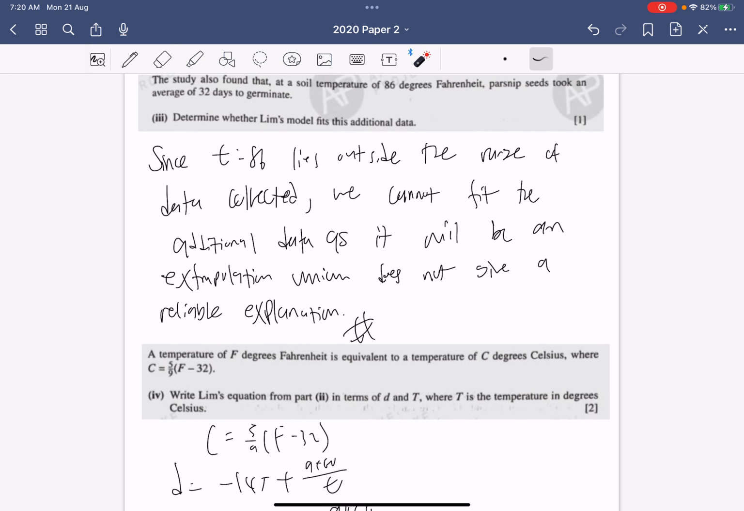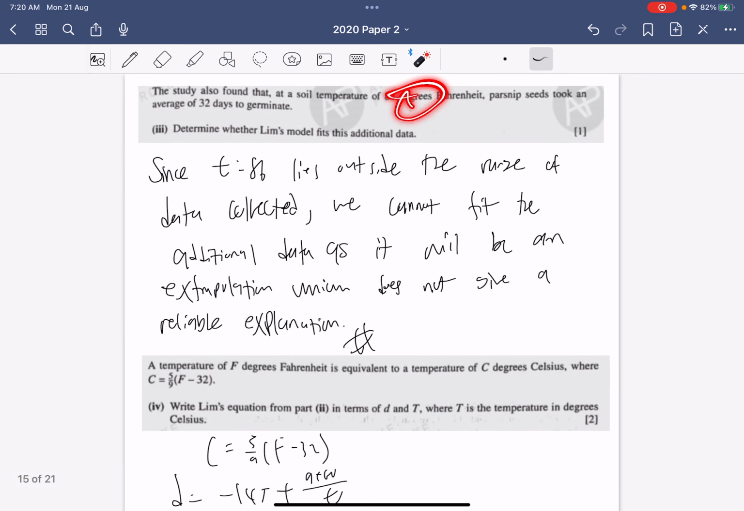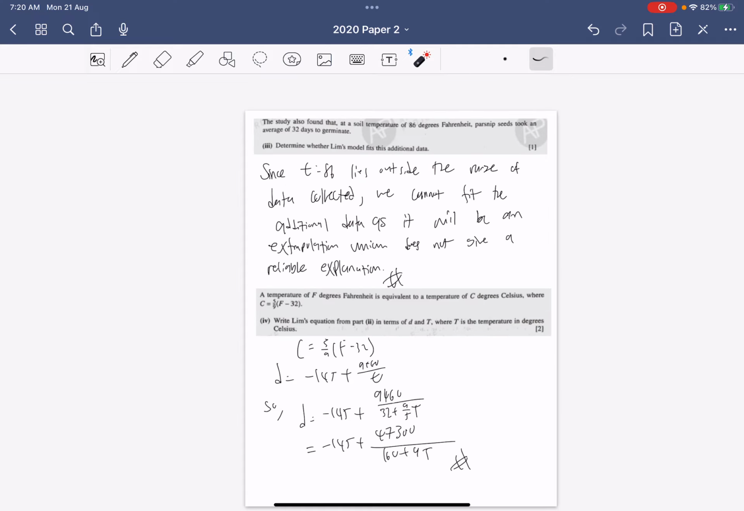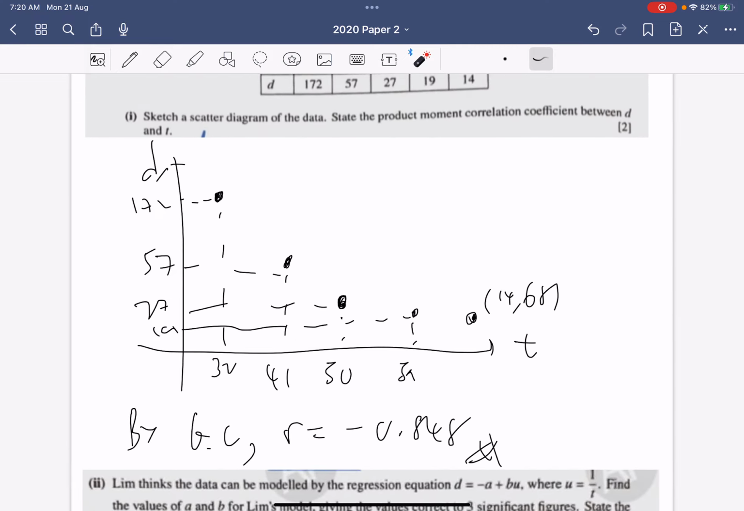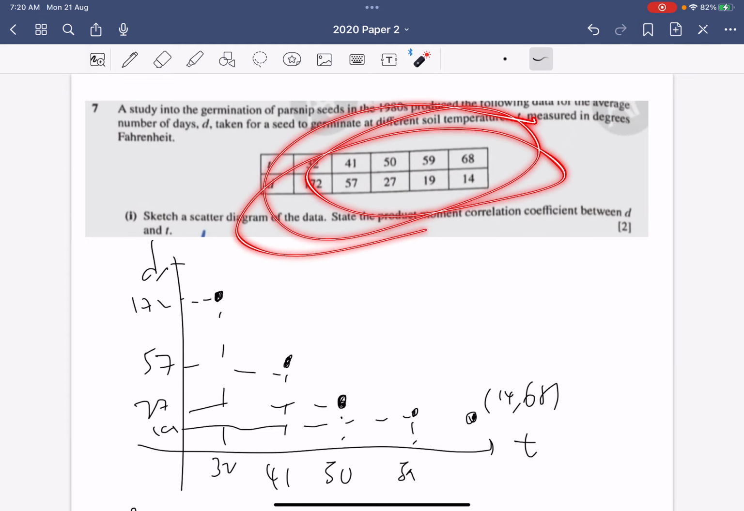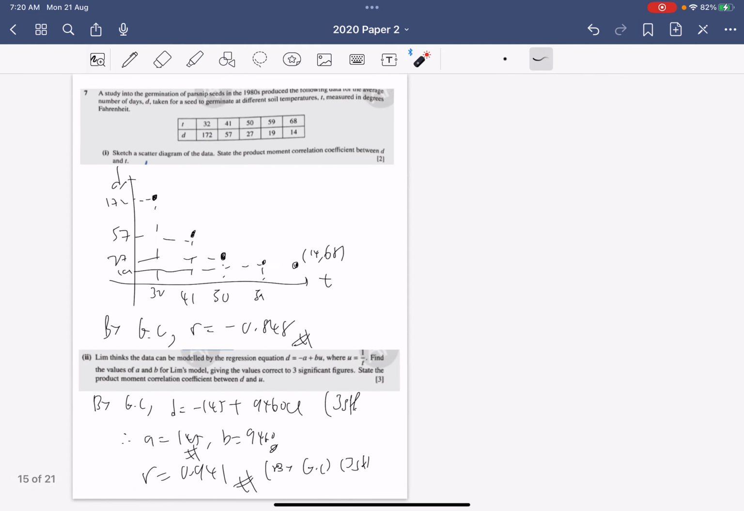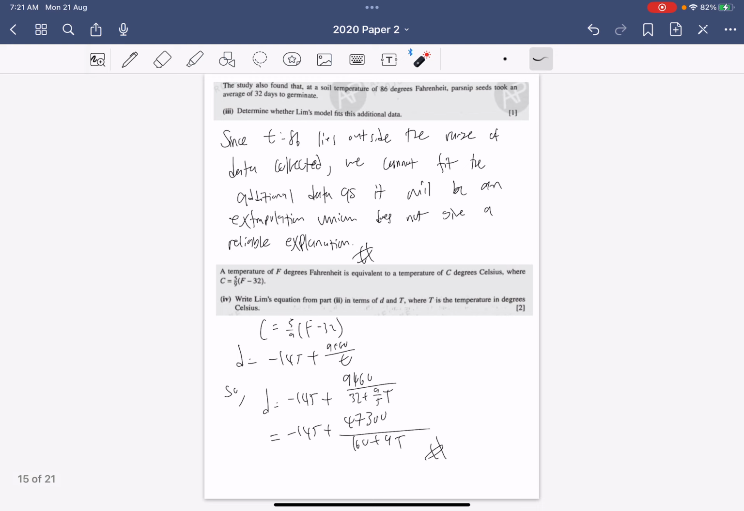A study will then show that the soil temperature is 86 degrees Fahrenheit. The seeds took an average of 32 days to germinate, and we determine whether the model can fit this additional data. So it is not possible because 86 is outside the range of 32 to 68. So we will need to do extrapolation, which will lead to an unreliable explanation.